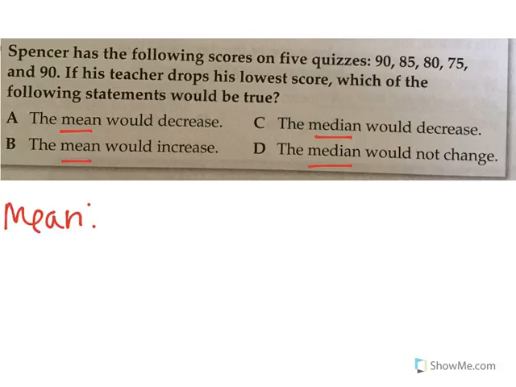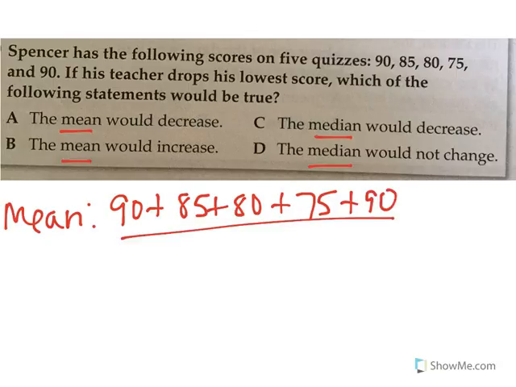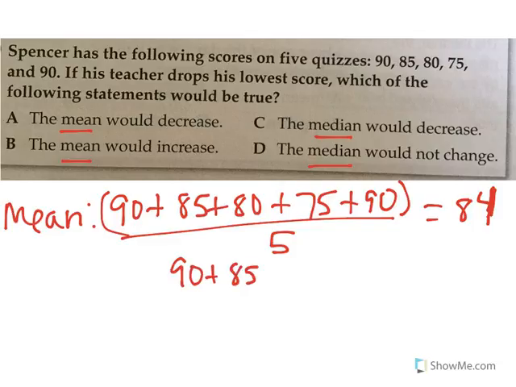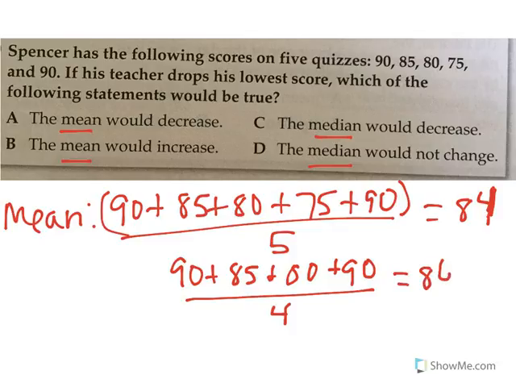Okay, so I'm going to do 90 plus 85 plus 80 plus 75 plus 90 divided by 5. Again, do these values first, then divided by 5. So I'm going to get 84. Okay, so that's what I'm going to compare my data to. Okay, so now let's drop the 75. So if I did 90 plus 85 plus 80 plus 90, I divide it by 4 this time, because I dropped that 75, I'm going to get 86.25.